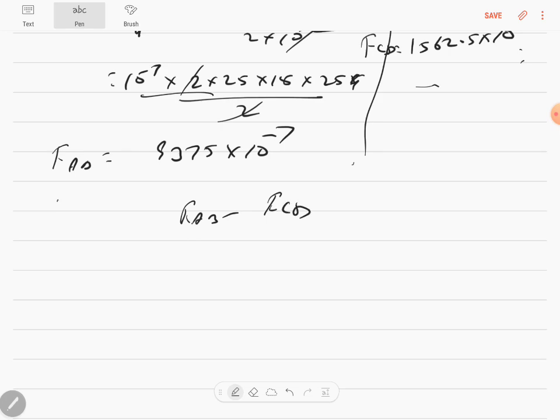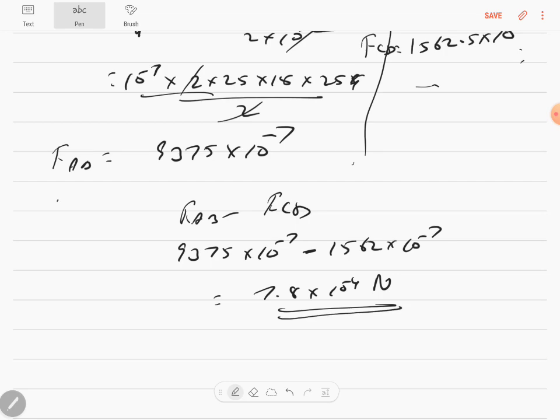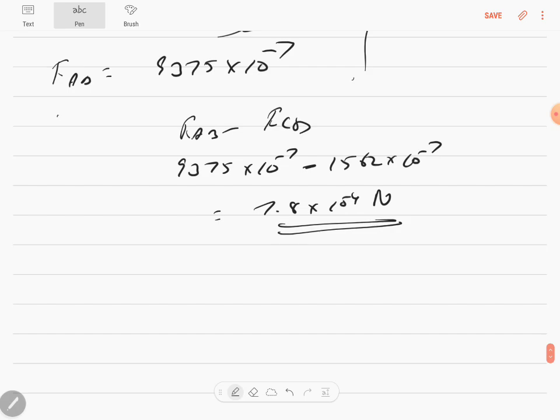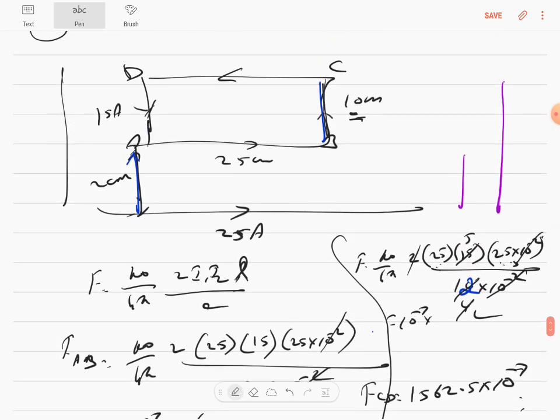When you subtract both, you get 9375 into 10 to the power minus 7 minus 1562 into 10 to the power minus 7. You solve it, you get 7.8 into 10 to the power minus 4 Newton to be the net force. Is it easy? So that's a very, very important sum.